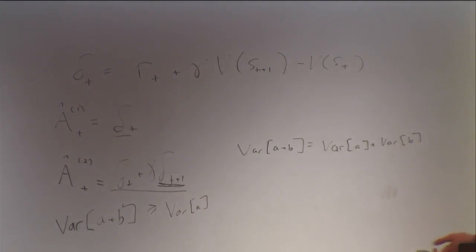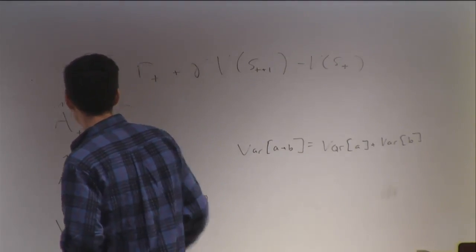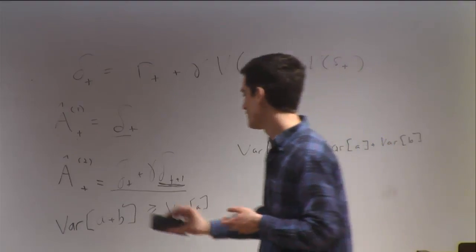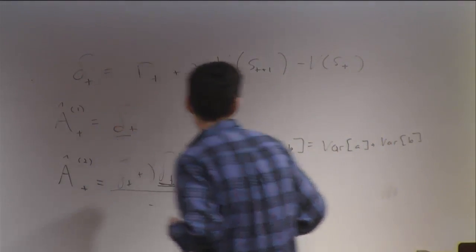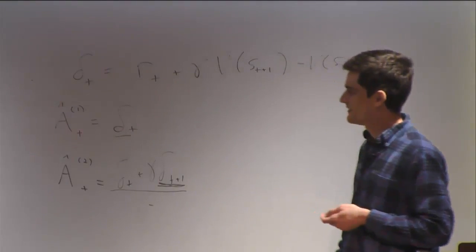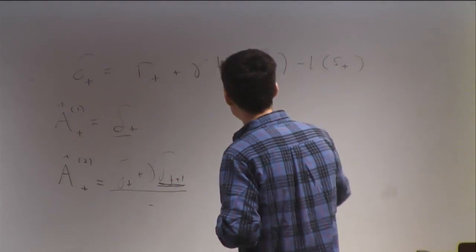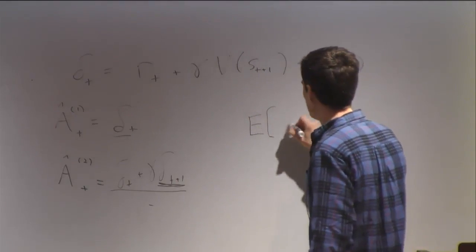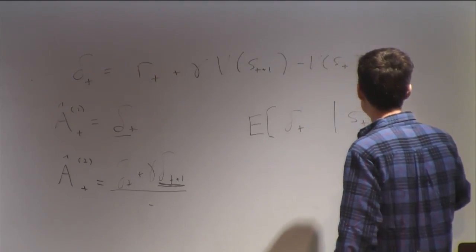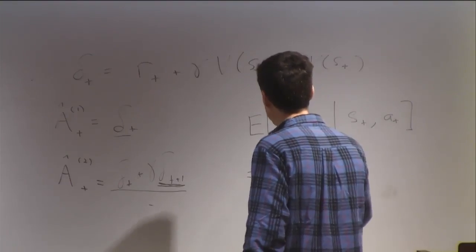Oh, and I also made a claim that some people were squinting at, which is that the expectation of these two things is going to be the same if you have the correct state value function. So my claim here, well, that's actually a pretty imprecise statement. The more precise version is, what if we take the expectation of delta t given state t and action t?